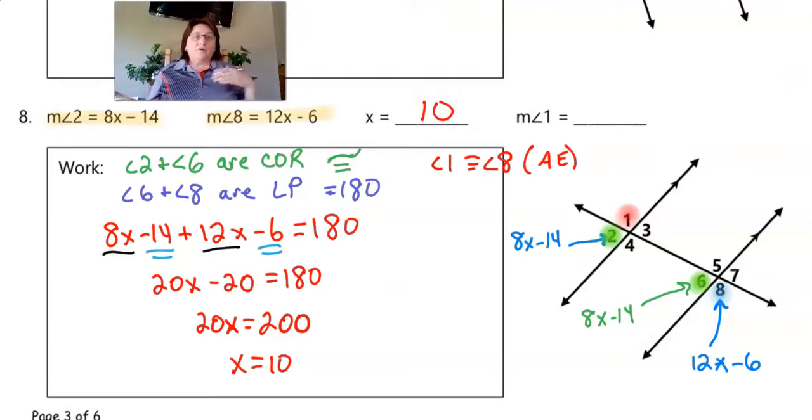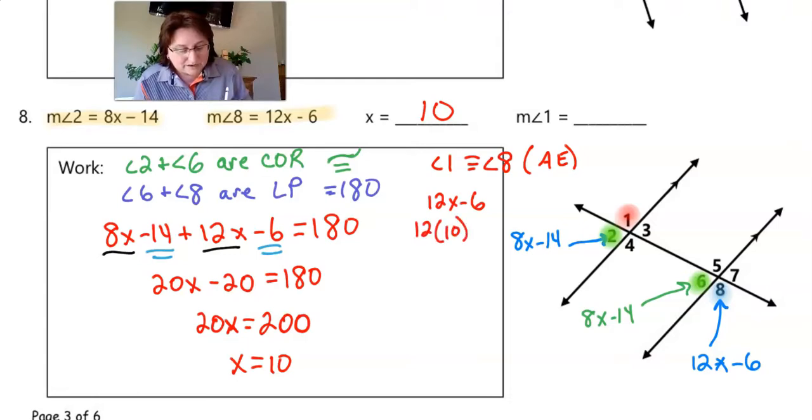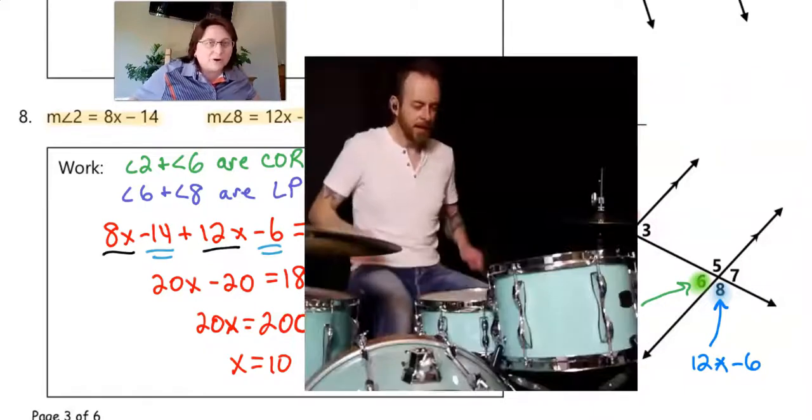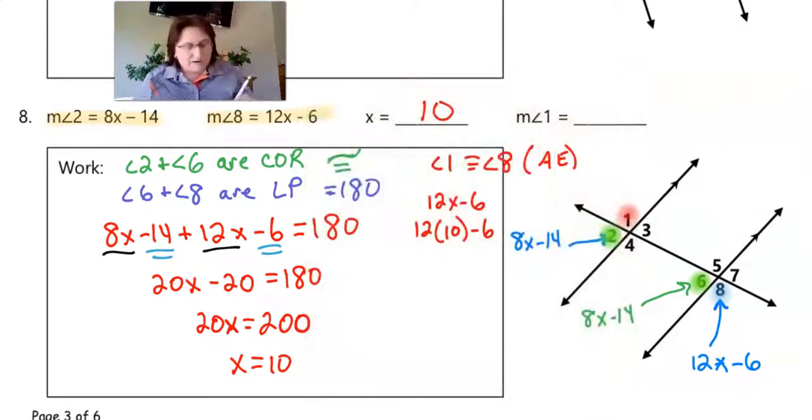So if angle 1 and angle 8 are the same, then what I'm going to do is take the expression for angle 8 and solve for it. So I've got 12x minus 6. I'm going to plug in my x value. So 12 times 10 minus 6. And drum roll. All right, you should get 114 degrees.